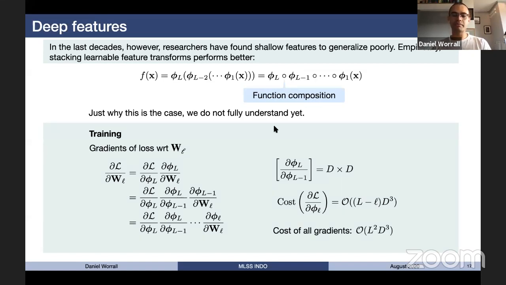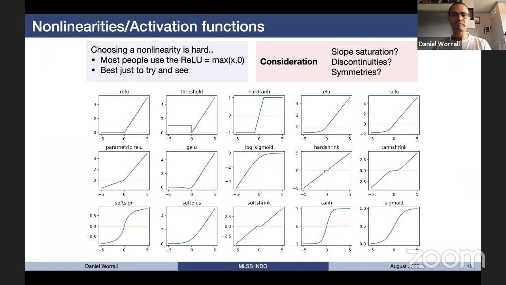Which means if you have to compute the gradient for each of these points, it's L squared d cubed if you work it all out, because we approximate this number as L in the worst case scenario. So this is a huge number.